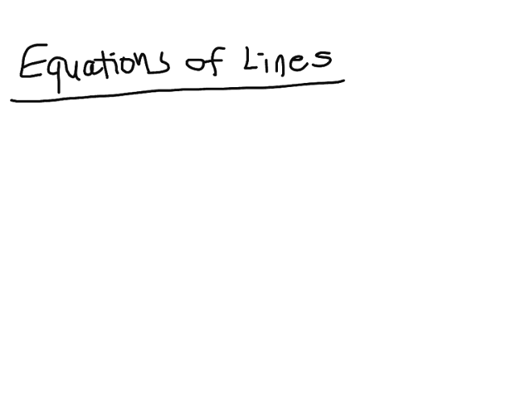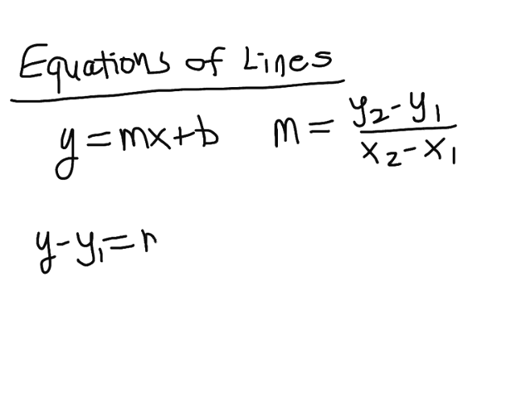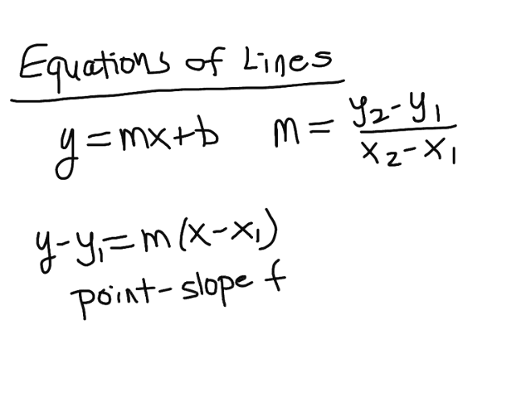There are two common formulas that we use for the equation. One of them we've already looked at, y equals mx plus b. And together with that formula, you're generally going to use this formula, m equals y2 minus y1 over x2 minus x1. We've had those two already. The third formula that we use quite often looks like this. It's y minus y1 equals m times x minus x1. And this is called the point slope formula.